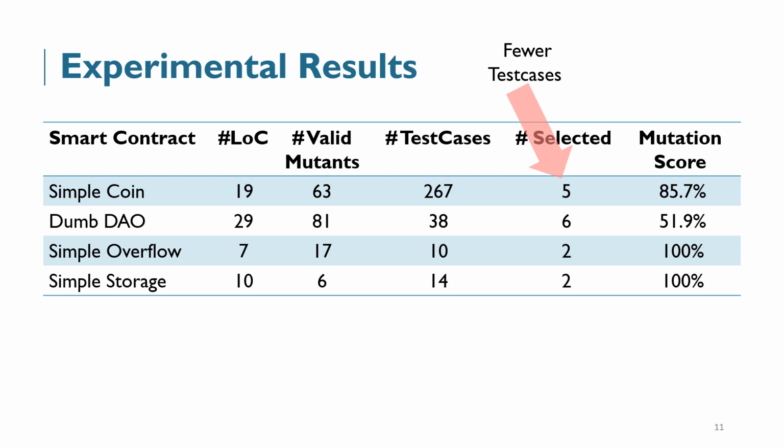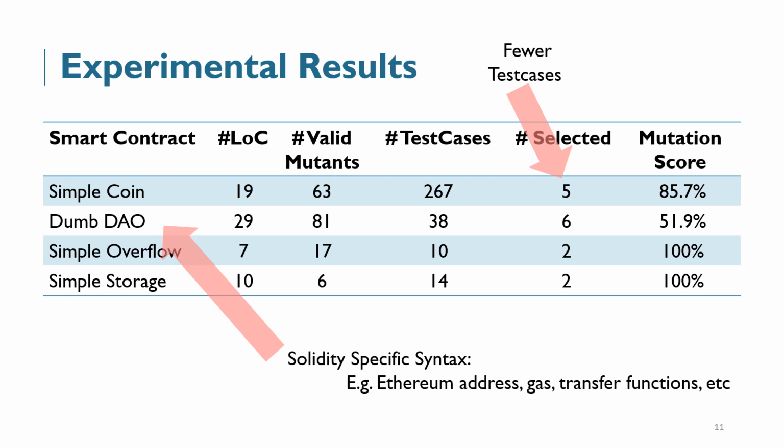Additionally, these experiments show that the mutation score for test suites generated by symbolic execution depends on the usage of Solidity-specific syntaxes. More specifically, smart contracts that do not use Ethereum addresses, gas values, the transfer function, call mechanisms, etc. have higher mutation scores. We also evaluated the survived mutants manually, and in the following, we discuss mutants that are not killable by test cases generated by Manticore and the corresponding reasons.